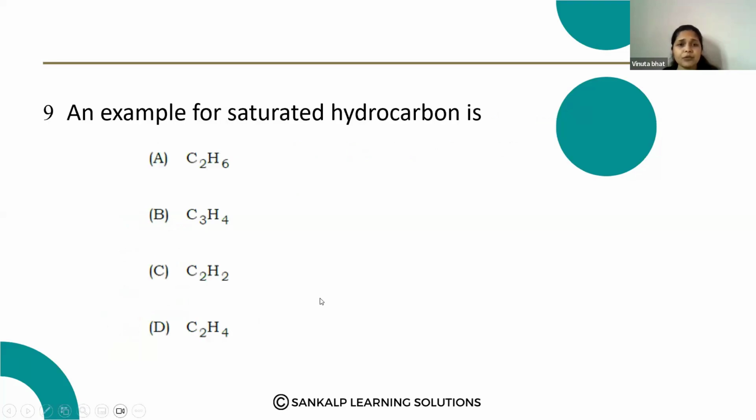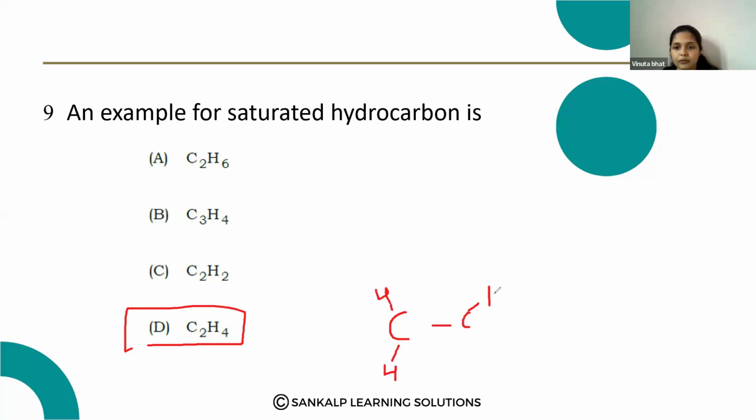Next question. An example of a saturated hydrocarbon is, saturated hydrocarbon means one having single bonds between the carbon atoms. So let us check the last option, Option D, C2H4. Here I will put a double bond, because the 4 valences of carbon are fulfilled when I put the double bond between the carbon atoms. So it is not a saturated hydrocarbon.